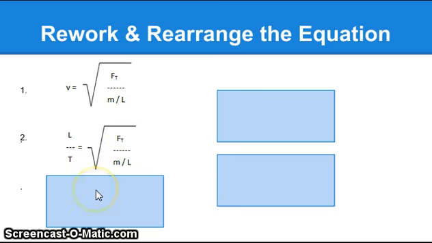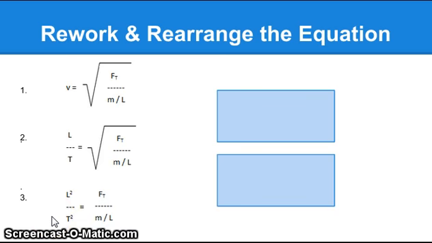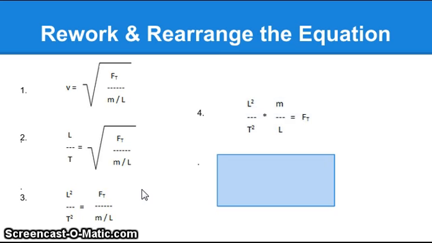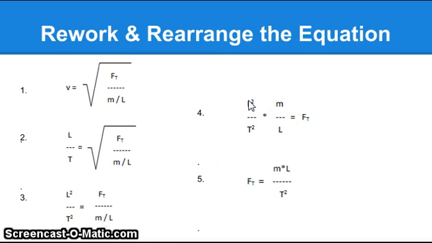In order to work with the right side, we must square both sides of the equation to get the result shown in step 3. Now we have tension divided by the quantity of mass divided by length equals length squared over time squared. To solve for tension, we need to get it alone. We can multiply both sides of the equation by the quantity of mass divided by length as shown in step 4. After simplifying and canceling similar terms out, we get the equation tension equals mass times length divided by time squared, as shown in step 5.